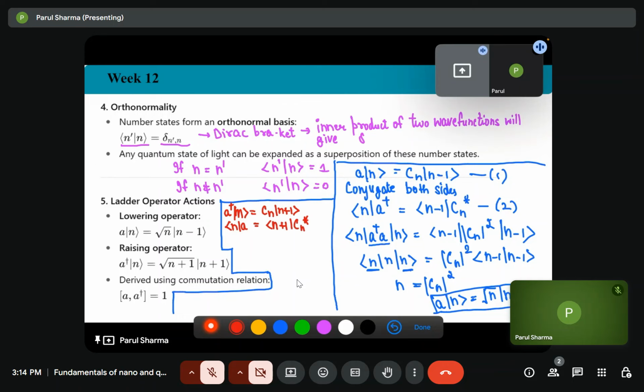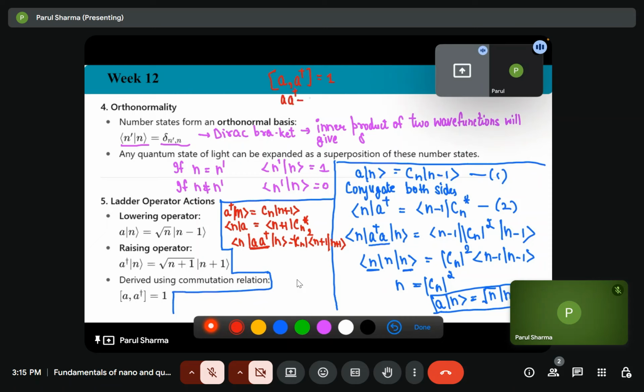When we take the product, <n|A A dagger|n> is equal to Cn square <n+1|n+1>. Now A A dagger, so we know that A A dagger is equal to 1.